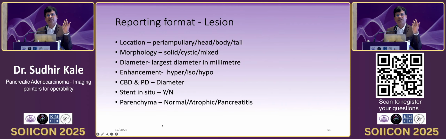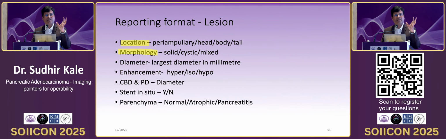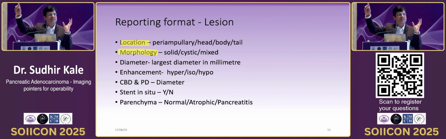Diameter, the largest diameter in millimeters. But you need to take all three plane measurements, because most of the patients requiring neoadjuvant chemo will be coming up for follow-up, so to assess the treatment response it's important. And look into the enhancement pattern, CBD and pancreatic duct diameters, which are important, and if there is any stent put in. And the parenchyma: in patients with pancreatic adenocarcinoma in the head and neck, how will the body and tail of the pancreas be? It will be normal or atrophic.